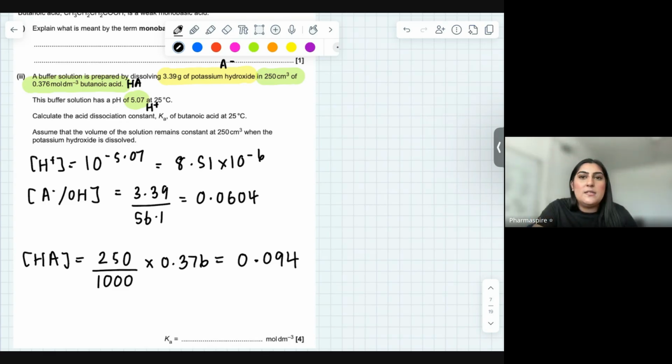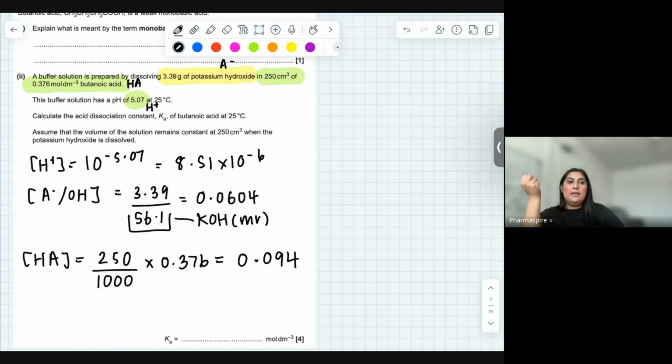How do we know this is a buffer? Remember the definition I gave you? It's the Mr for KOH. Okay. How do I know this is a buffer? Look at your molar quantities. What is going on? Are they the same? What's going on? Excess, exactly. So your acid is in excess. So if it's in excess, what do I need to do? Exactly, there you go.